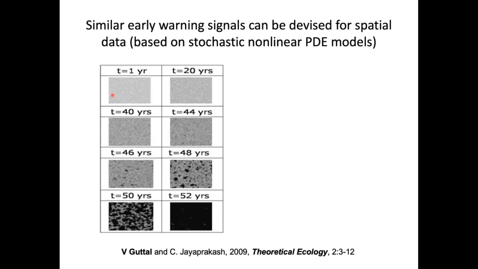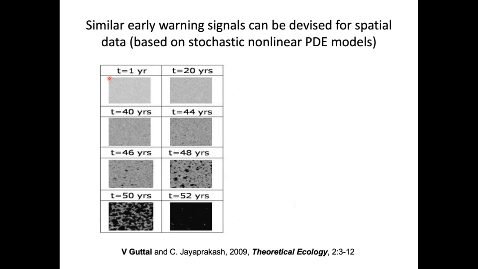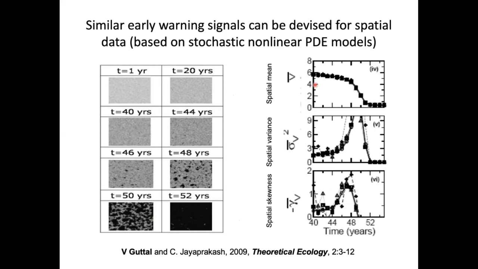So what we have done here is, over a period of time, we run these simulations and we stress this ecosystem more and more over time by increasing this grazing parameter C. By increasing this grazing parameter C slowly over time, we find that a vegetated system becomes a completely bare area, and that happens over a period of, let's say, 52 years on the time scale that we chose in this model. So let's look at the top graph here.